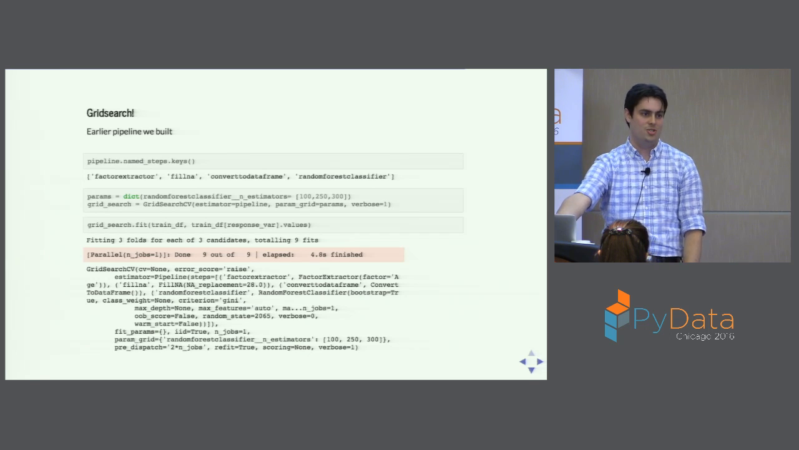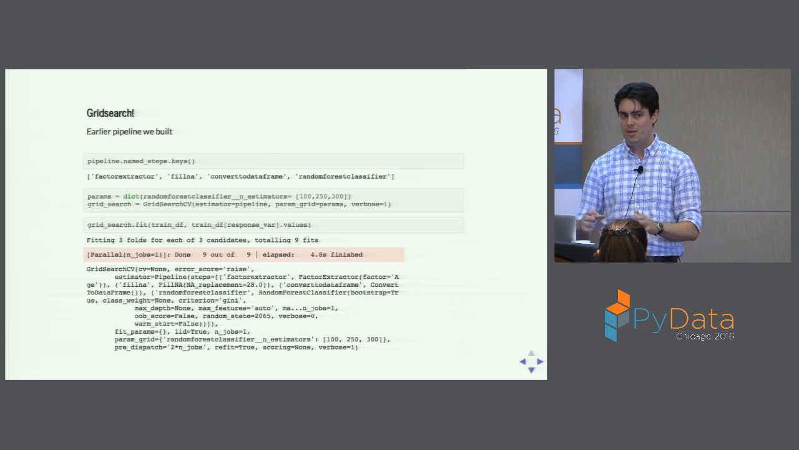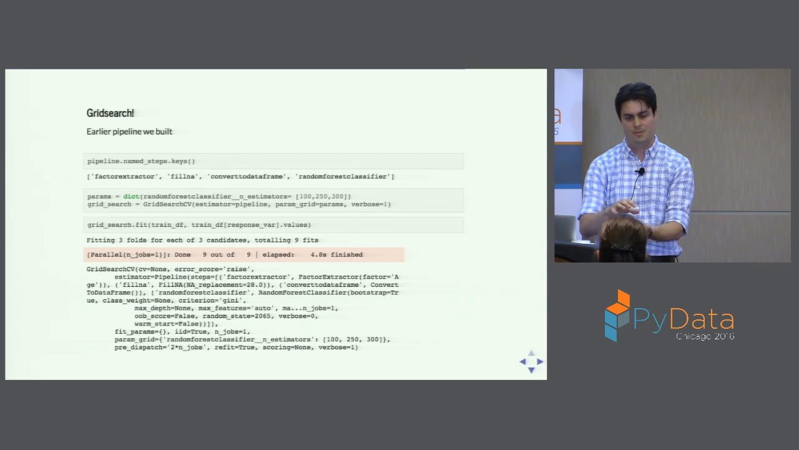You get a fit grid search object. From there, you can pull out what the best estimator was, what each of the different scores were. You can do all kinds of stuff. Key point here is I just fed it the whole pipeline. I didn't have to feed it an individual piece of the pipeline.